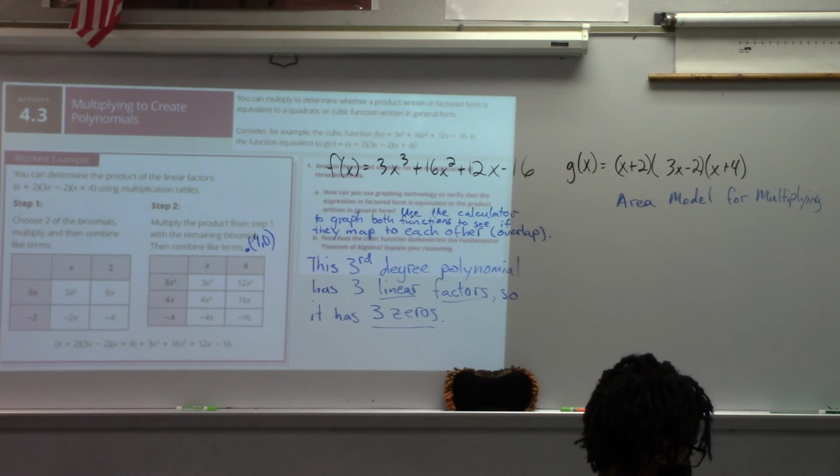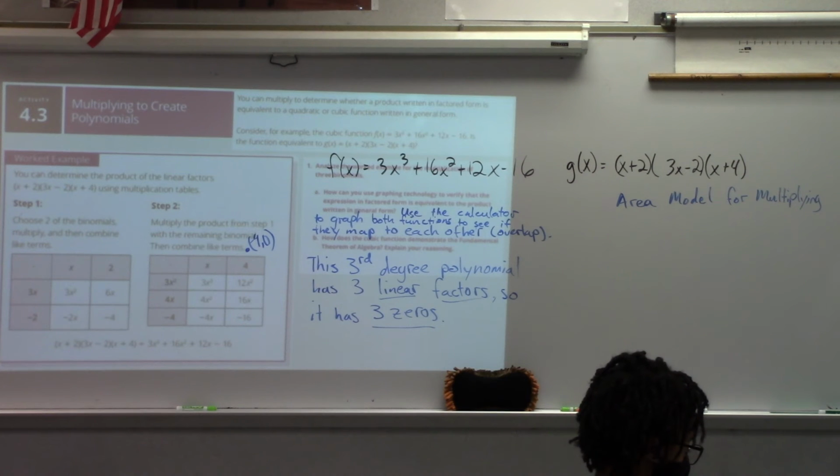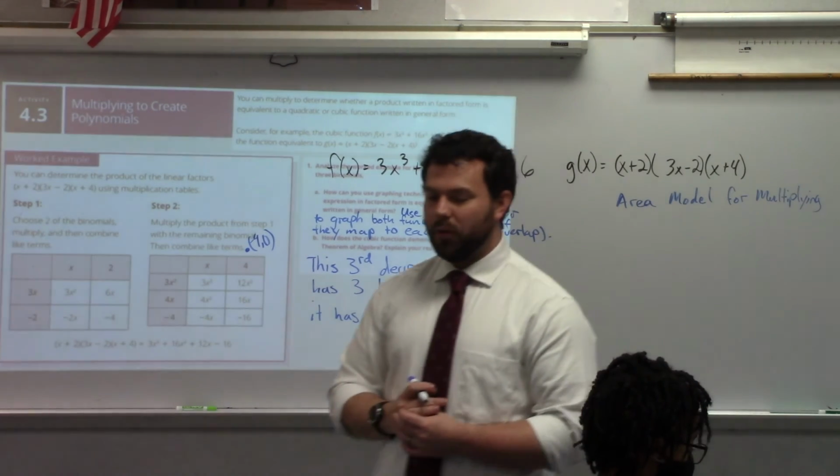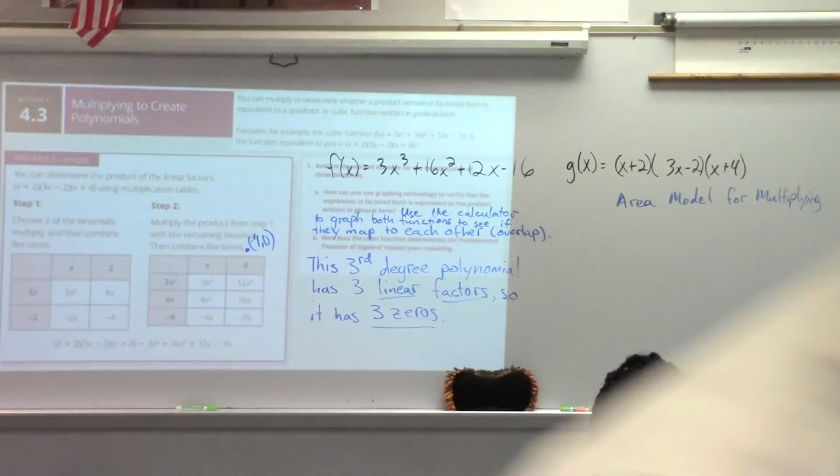And so I want to clarify and point this out about how this works. If you look under step 1, what does it say? Choose 2 of the binomials to multiply. So, am I ever going to multiply all 3 factors at this same exact time? No. Please, please, please note, I'm only multiplying how many factors at a time? 2. You will only ever multiply 2 factors.